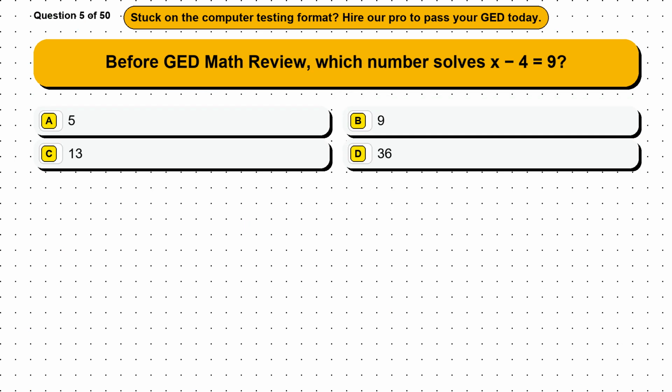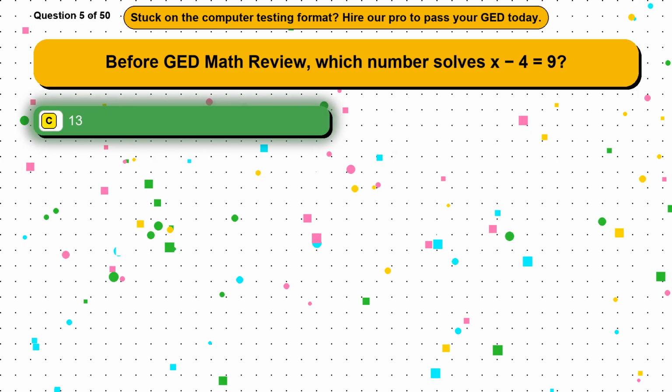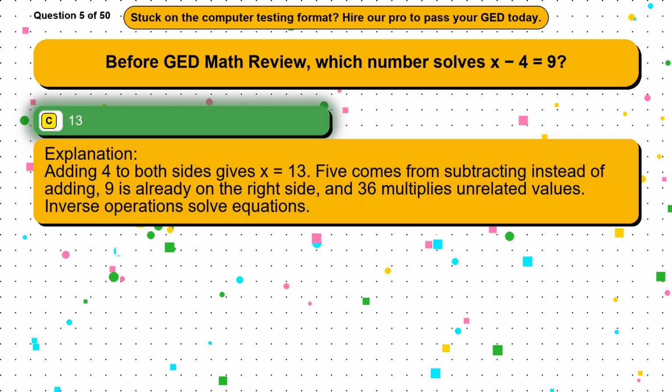Question 5. Before GED Math Review, which number solves x - 4 = 9? Option A, 5. Option B, 9. Option C, 13. Option D, 36. The correct answer is option C, 13. Adding 4 to both sides gives x equals 13. 5 comes from subtracting instead of adding, 9 is already on the right side, and 36 multiplies unrelated values. Inverse operations solve equations.